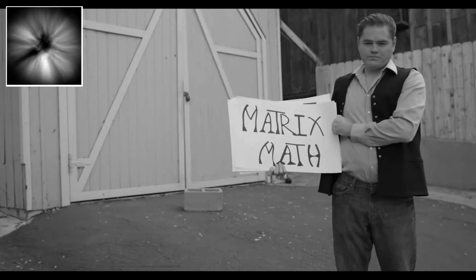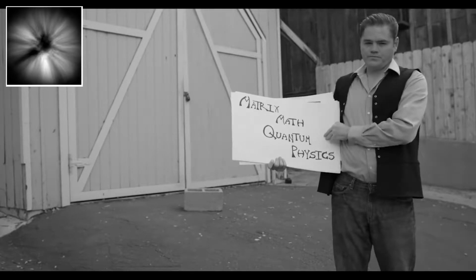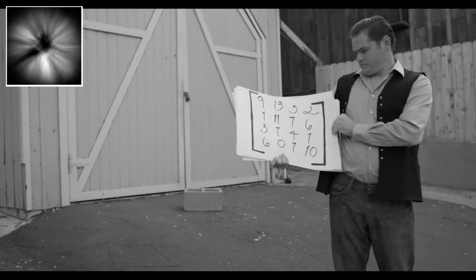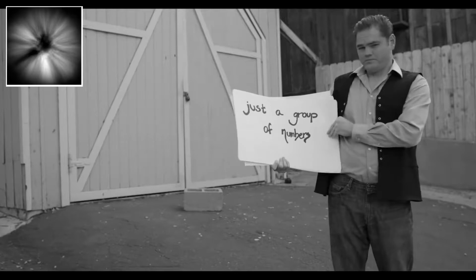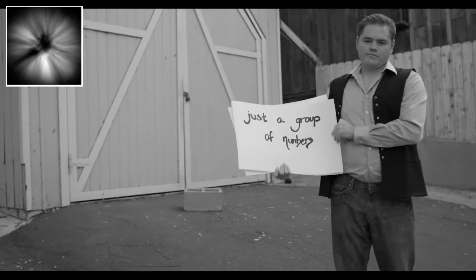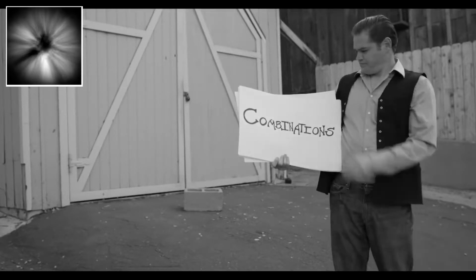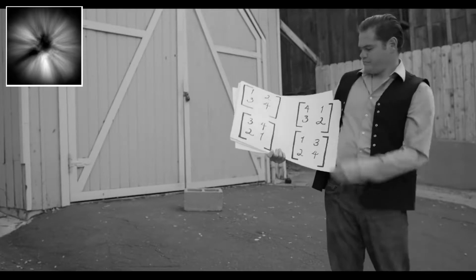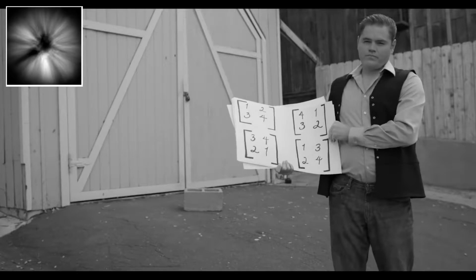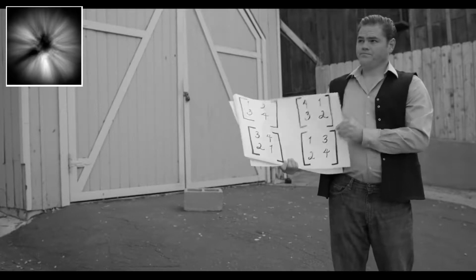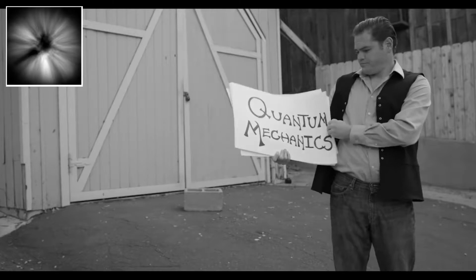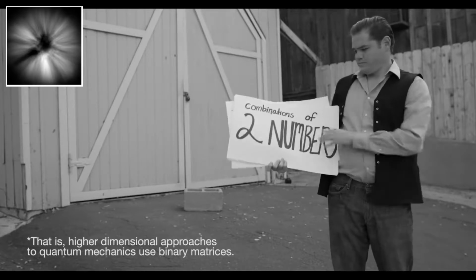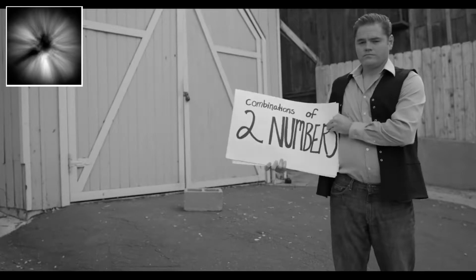Matrix math is the type of math that quantum physics uses in its formulas. Without getting too technical, this is an example of a matrix. A matrix is just a group of numbers that are arranged in columns and rows. And there's a certain amount of combinations for these numbers inside the matrix. Like if a matrix has 4 numbers inside it, there are 24 different possible combinations for those 4 numbers. Quantum mechanics uses matrices that are binary, so they only contain various combinations of 2 numbers.